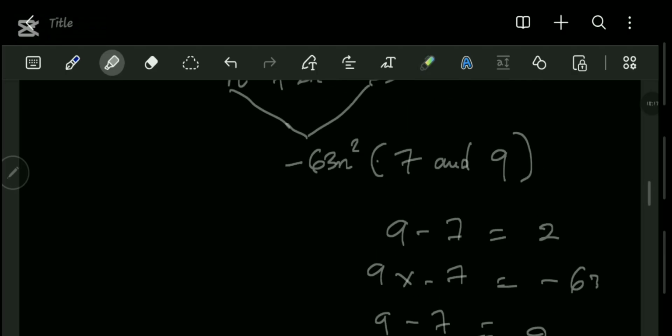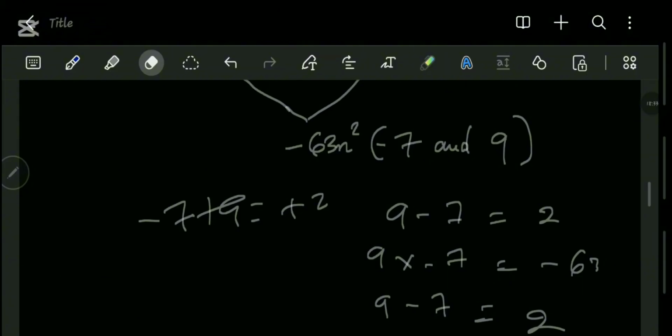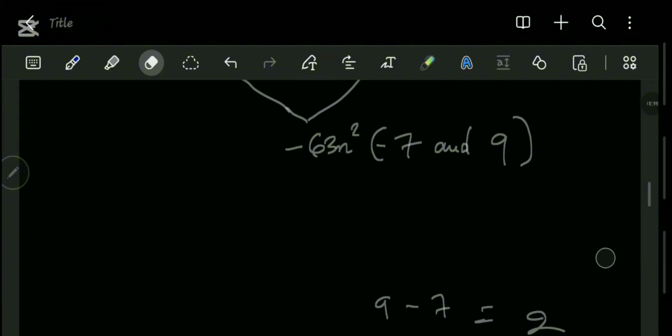So I'm putting a negative here, right? So that when I multiply minus 7 times 9, it's going to give me minus 63. And when I add minus 7 plus 9, that's giving me a plus 2, just like the plus 2 that is in the middle here. Are you seeing what I'm doing? All right, let's get rid of this.